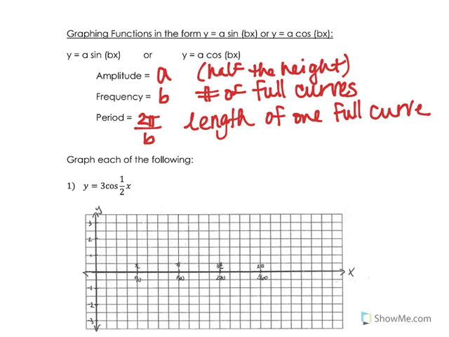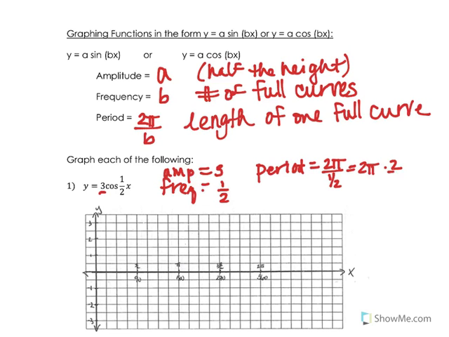All right, so let's take a look at our equation. Y equals 3 cosine of 1/2 x. So that means that my amplitude is going to be that number in the front, which is 3. My frequency, which is that b value, is going to be 1/2. So that means I'm only going to see half of a curve. And for the period, that equals 2 pi over b, so 2 pi divided by 1/2. And when I divide by 1/2, it's like multiplying by 2. So I get 4 pi.